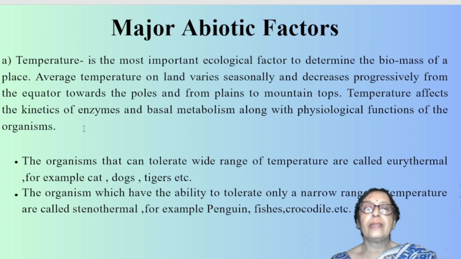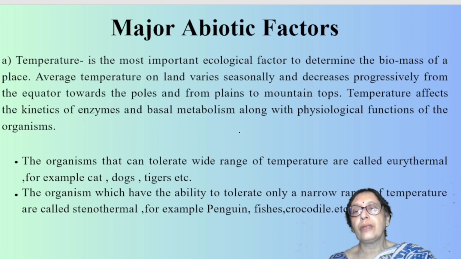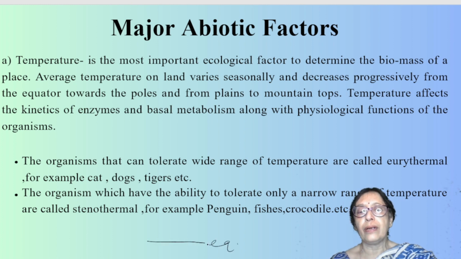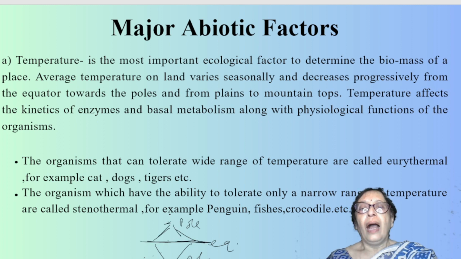So as we have discussed, temperature is the most important ecological factor which determines the biomass of a place. Average temperature on the land varies seasonally and decreases progressively from the equator towards the pole. So when we move from the equator and reach towards the north pole and south pole, the temperature definitely decreases, that we know. So it is the tropical temperature, and gradually it is minus there.